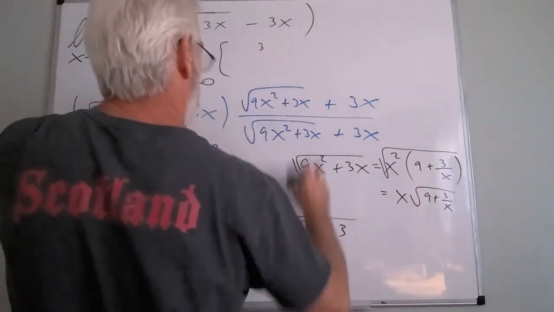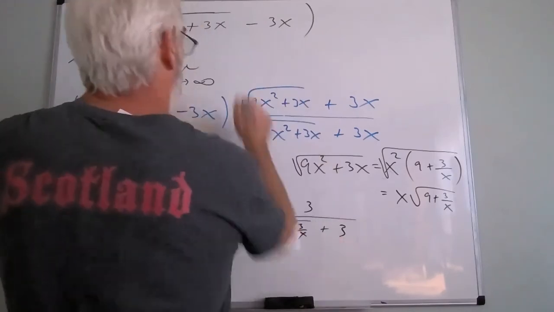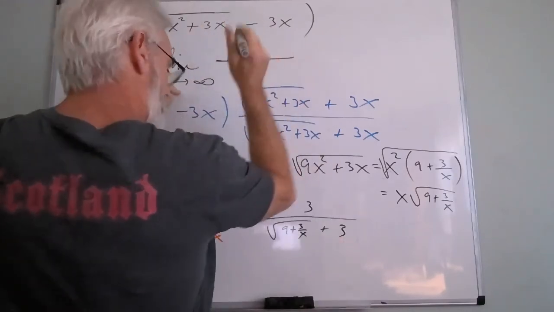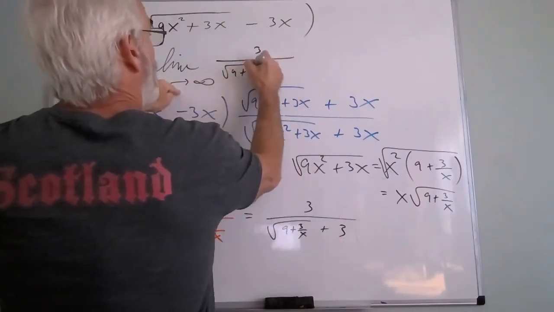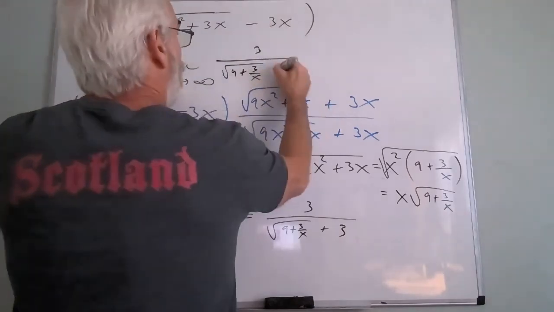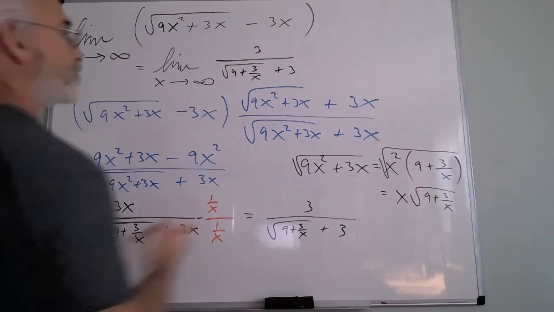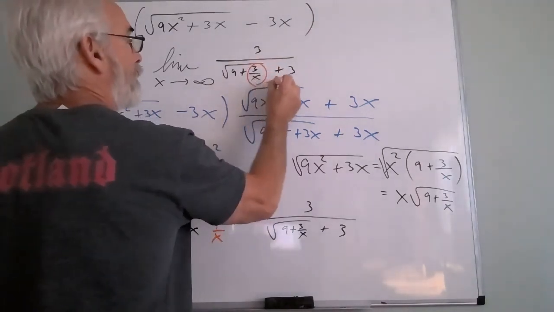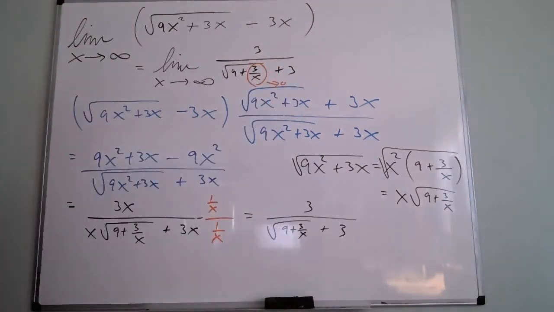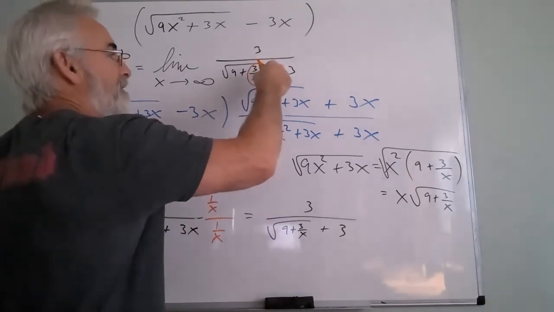Actually, I don't need brackets. It's a quotient. I've already got it covered. So 9 plus 3 over x, plus 3. Now, do I get into any trouble here? Well, I do have one transient term. That's going to 0. The reason I get into no trouble is my denominator is a sum.